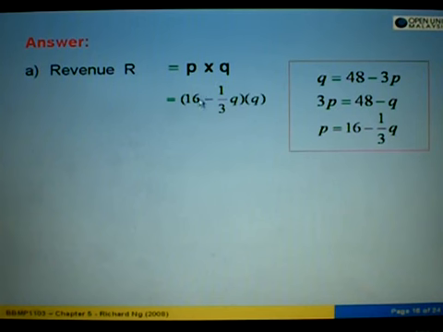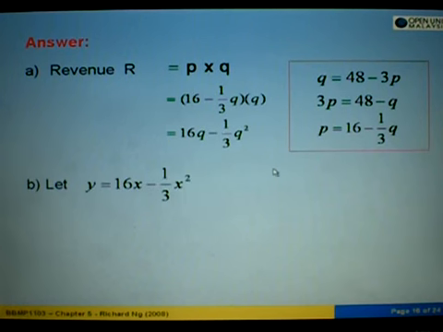So we have 16 minus 1 over 3 Q, times Q. We will get 16 times Q, 16Q, and then 1/3 Q times Q, we will get 1 over 3 Q squared. So that will be the function of revenue.